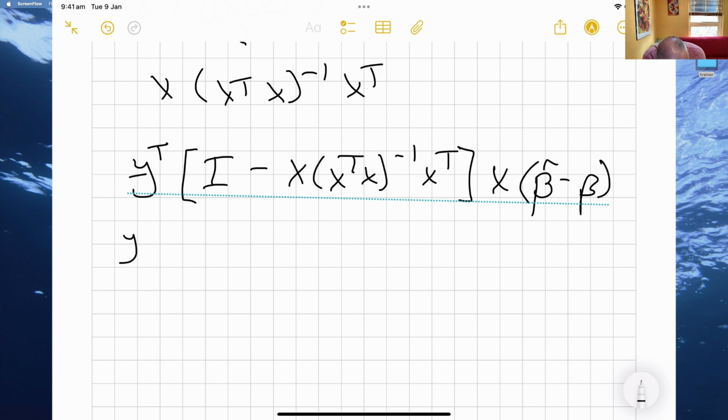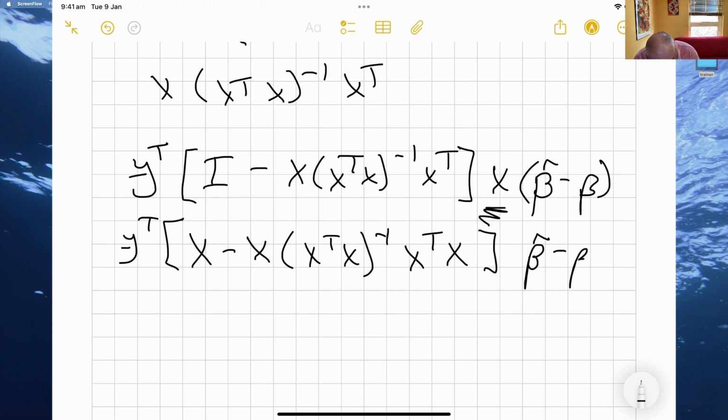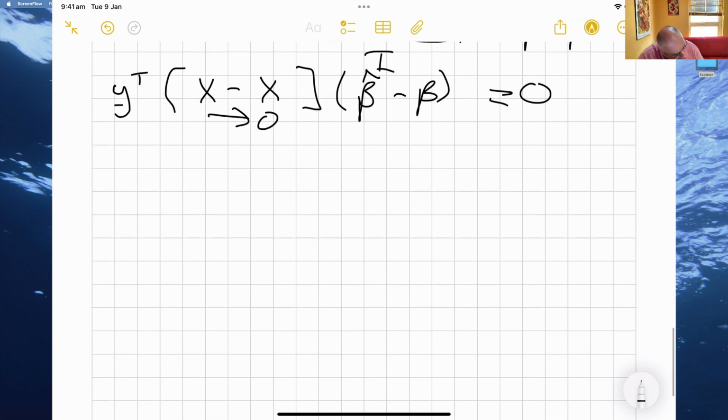Right, so this is yᵀ, and I'm going to multiply on the right by this X. So I've got X minus X(XᵀX)⁻¹XᵀX, times (β̂ − β). Well, (XᵀX)⁻¹XᵀX must be just I. So this whole thing is yᵀ(X − X)(β̂ − β). This is 0, so the whole thing is 0. Lovely. So that cross product, as we guessed, would be 0.